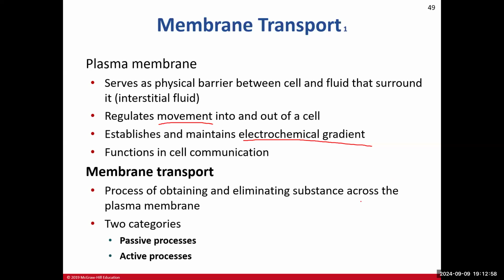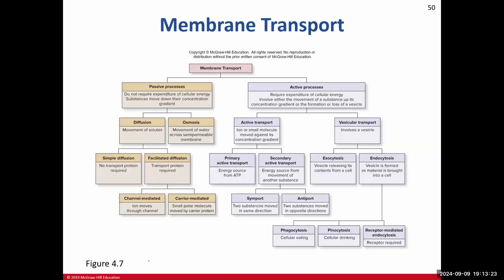Okay, so this brings us to this concept of membrane transport. How are we going to get stuff inside the cell, and take stuff that was inside the cell, eliminate it, and get it outside the cell? There are two categories: passive processes and active processes. Now we're going to talk about how these processes work and what some of the specifics are.